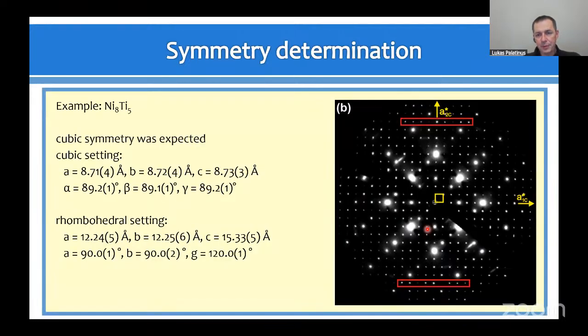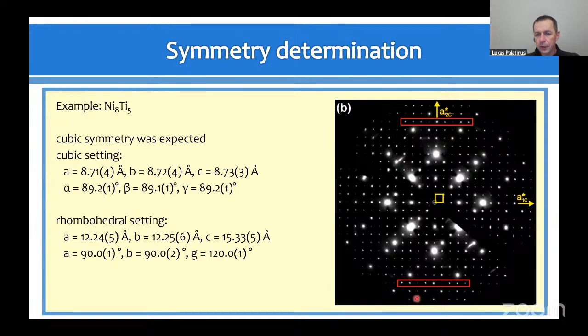This is one quite subtle example. This is a nickel titanium alloy, and it was reported to be cubic in the literature. So we got this material and measured it, and we indeed got a cell that was quite cubic, although the angles were somewhat suspiciously off 90 degrees. But this is something that is not really unheard of in 3D-ED. But if you look at the section through reciprocal space, so this is, let's say, the HK0 section.